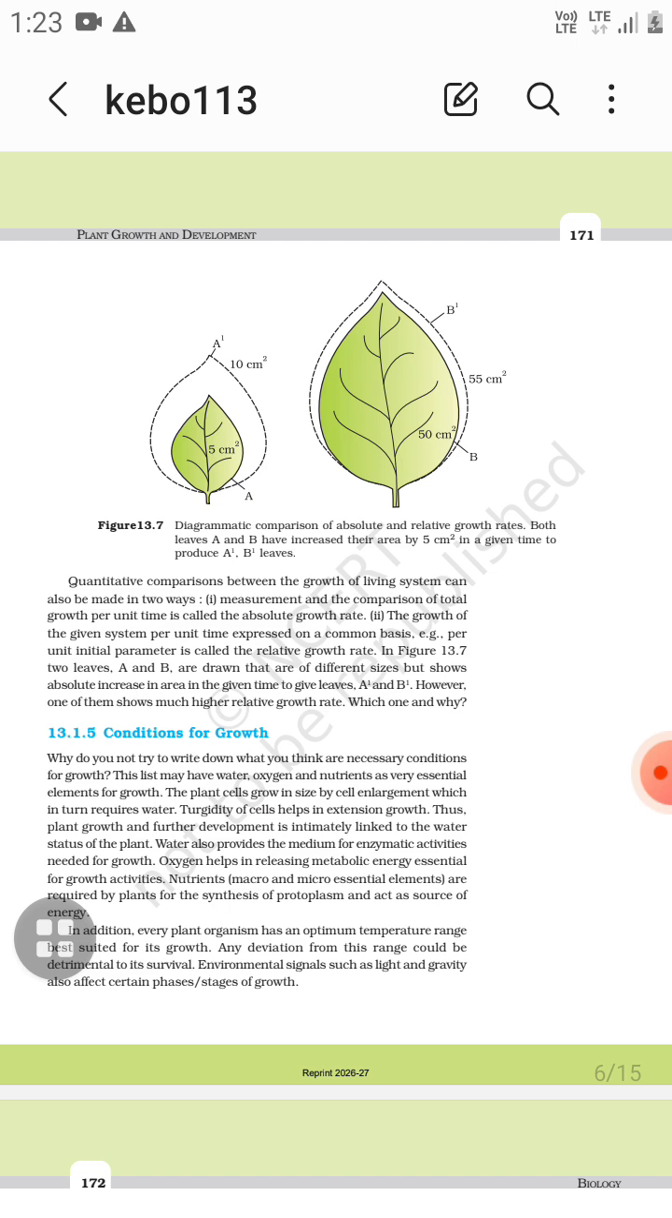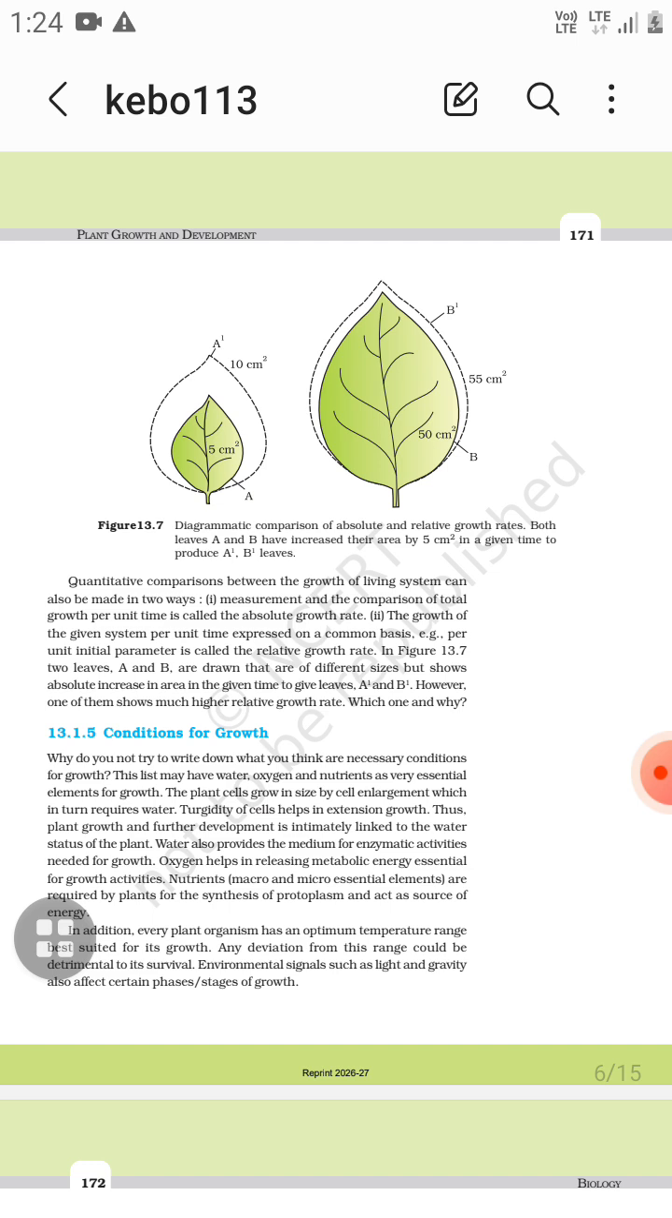Both leaves A and B have increased their area by 5 centimeter square in a given time to produce A dash and B dash leaves. You see in the first diagram, talking about A, it increased from 5 centimeter to 10 centimeter, that is A dash. You see the total increase is 5 centimeter.